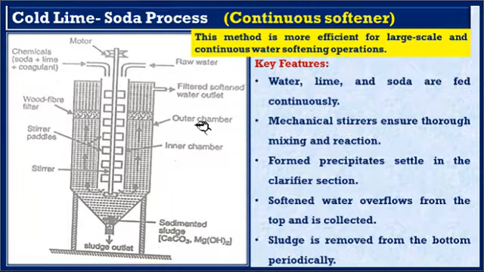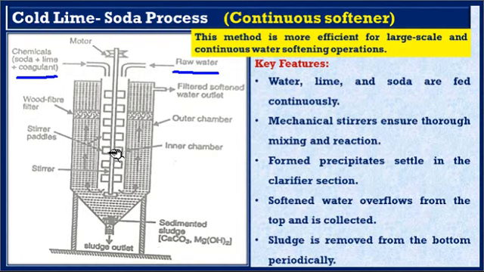In this continuous process, there is a continuous feed of raw water, lime and soda, and uninterrupted outflow of soft water is obtained. So from here the raw water is continuously supplied. From here the calculated amount of lime and soda is supplied. In between, a stirrer is placed so that well mixing of the chemicals with the raw water can be obtained.